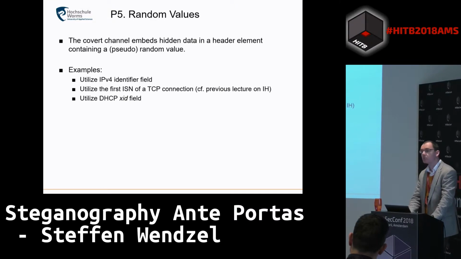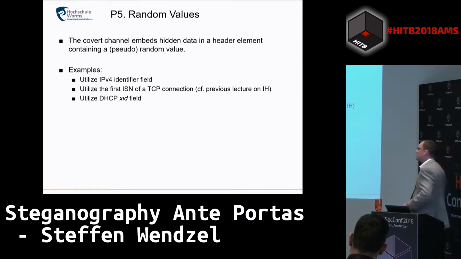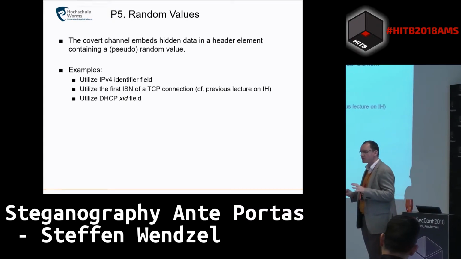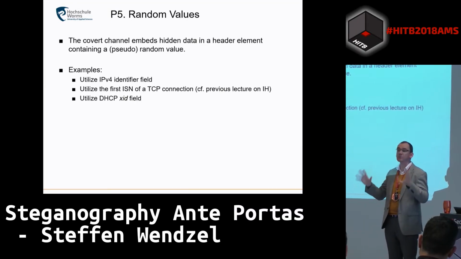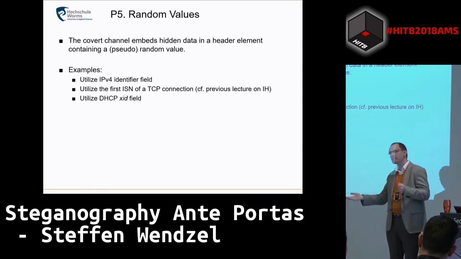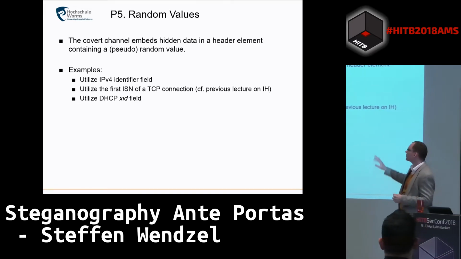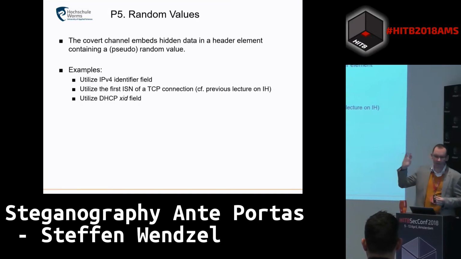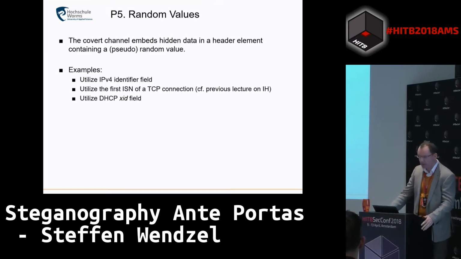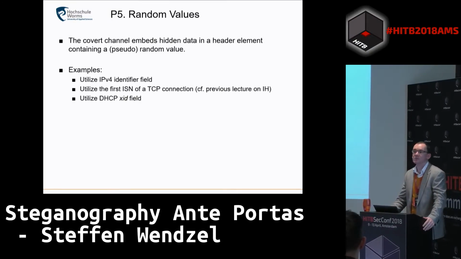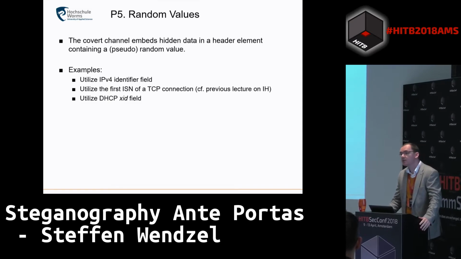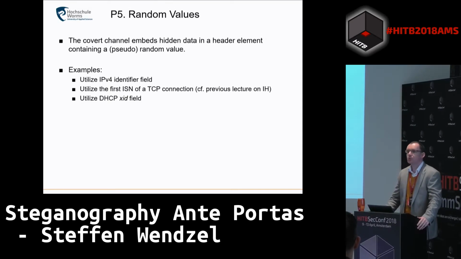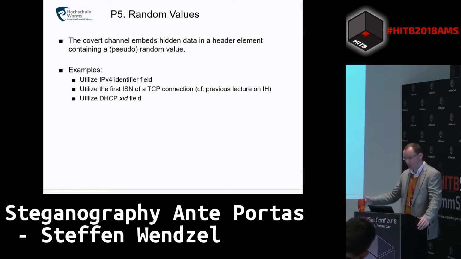Then random value pattern, that is quite easy to understand because several protocols have some random field, like the IP identifier, or at least pseudo-random. You put some other pseudo-random number in it, and that's it. And several protocols like the IP version 4 identifier, the TCP ISN, or the XID field of DHCP have such fields that you can utilize for that. However, you maybe want to make sure that the distribution of your values matches the general distribution of these values for the protocol.